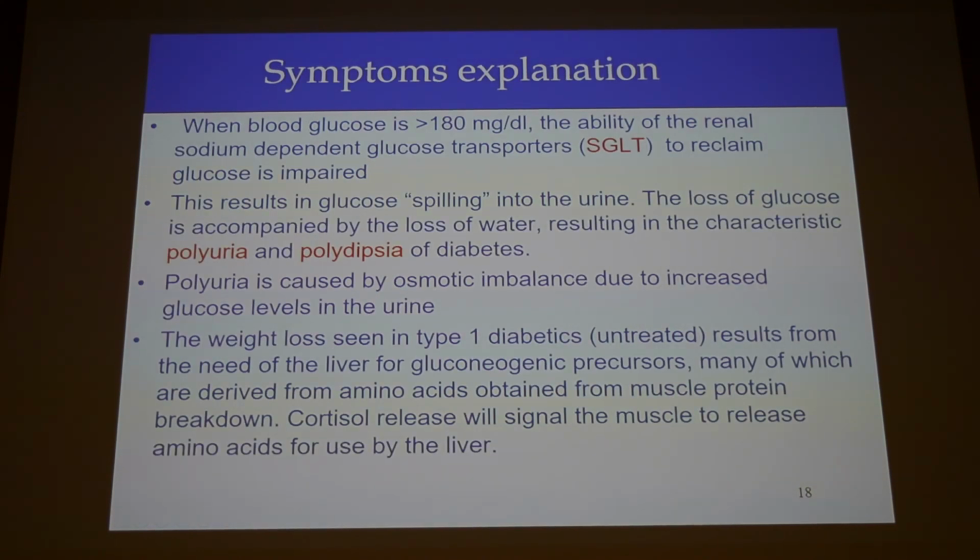Okay, the symptoms, we talked about the symptoms. We said the polyuria is due to too much sugar in the blood, which will spill in the urine and take water with it. So polyuria will lead to polydipsia, excessive thirst, and the weight loss, and the hunger because the body is trying to make sugar all the time.